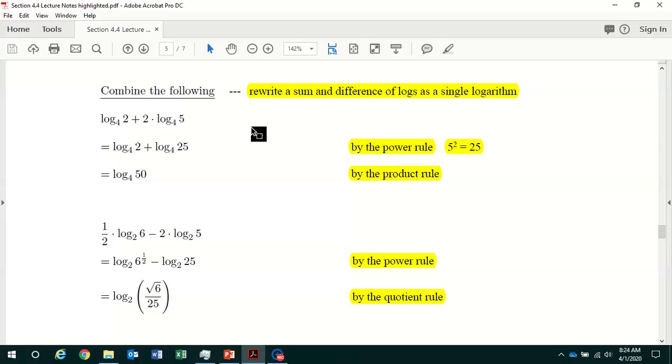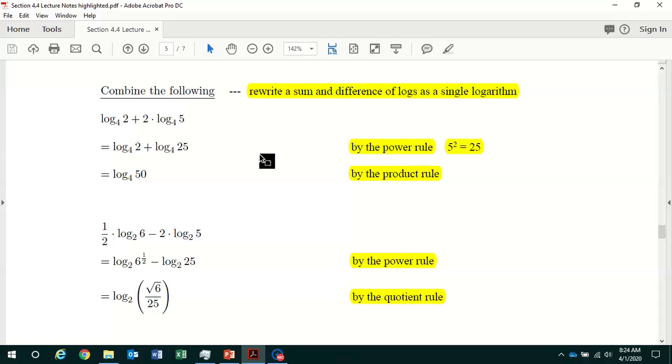In the previous two videos we expanded a single logarithmic expression into a sum and difference of logs. When it comes to combining a logarithmic expression, we rewrite a sum and difference of logs as a single logarithm. So in this first example, we have the sum of two logs in the same base, and we're going to write that sum as a single logarithm. That's what we mean by combining.